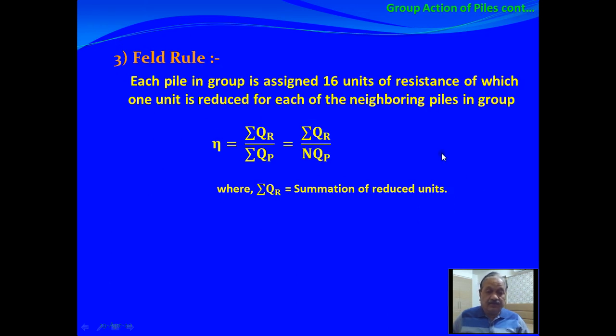Then in the Feld rule, when a group is arranged in one particular configuration, each pile in the group is assigned 16 units of resistance, of which 1 unit is reduced for each of the neighboring piles in the group. The efficiency of the group is defined as the ratio of the summation of reduced units to the summation of units assigned to the piles in the group, and you can write it like this: summation of reduced units qr divided by n, the number of piles, multiplied by the 16 units assigned to each pile. If the number of piles in the group is 10, then 10 into 16, that is 160, will be there in the denominator.